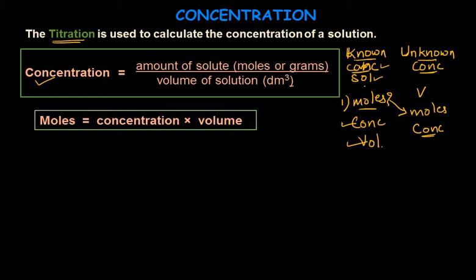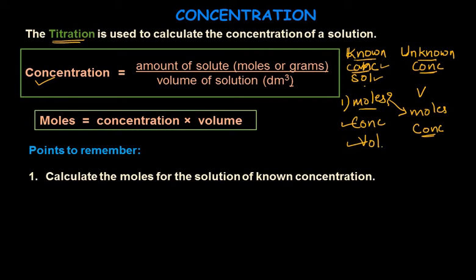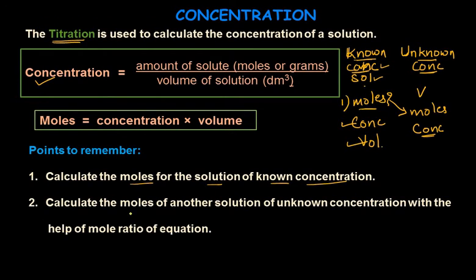So let's have a look at some tips to remember to calculate the concentration. The actual method to calculate the concentration of an unknown solution is, first, calculate the moles of the solution of known concentration. Next, calculate the moles of the other solution of unknown concentration with the help of the mole ratio of the given equation.